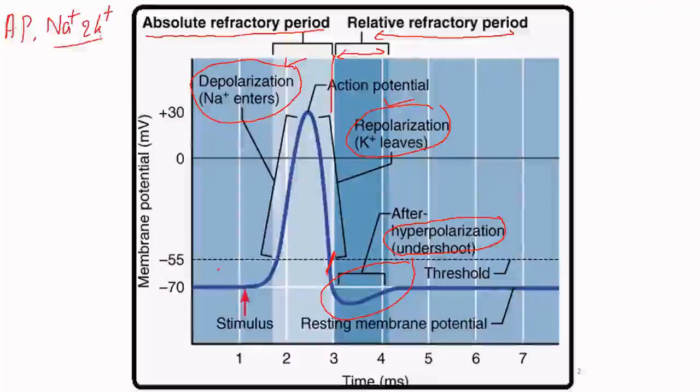These channels must reset. Am I right? Because it has to recover back to the original position like this. Right, so it has to reset, because only after reset another excitation is possible. We call it the all or nothing law that I have just told, right?